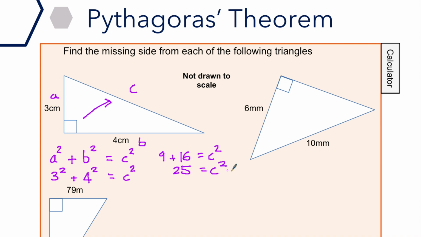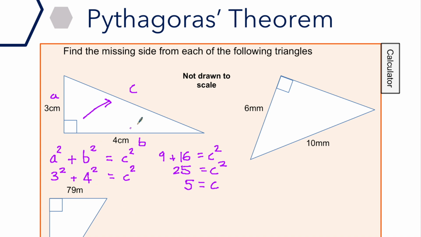Now we can solve this for c. So I know that c squared is 25, so to get c I need to square root both sides. So that will give me a plus and minus 5. But remember, we're talking about a length here, so we ignore the minus 5 answer because you can't have a negative length, can you? So we've just worked out that c is 5.